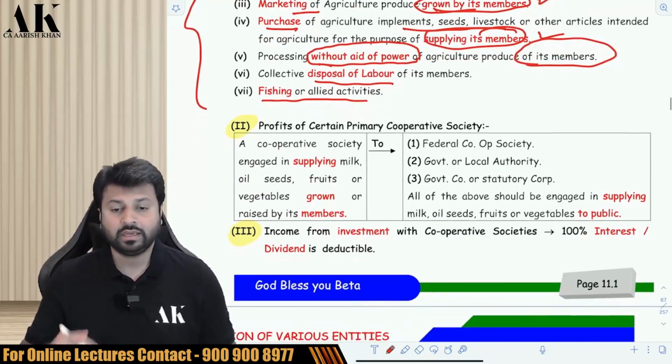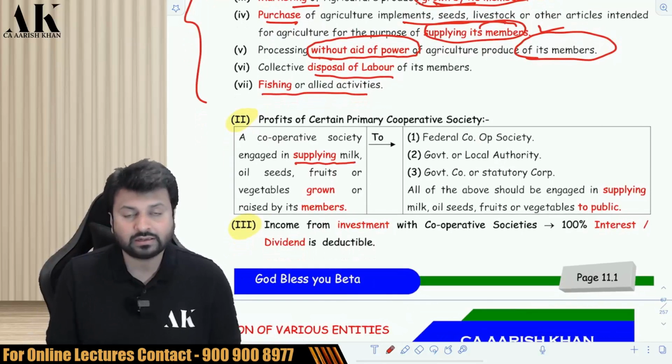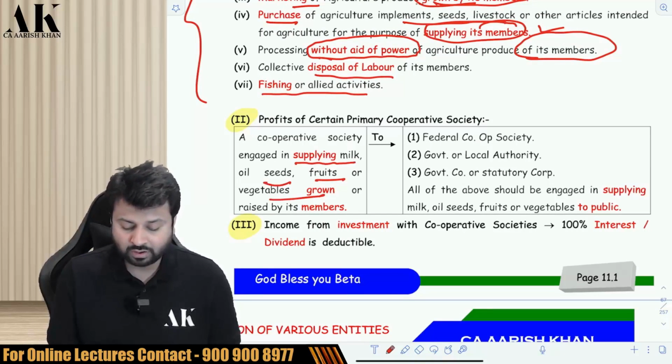Apart from this, if a cooperative society is engaged in supplying milk, oil seeds, fruits, vegetables grown or raised by its members.